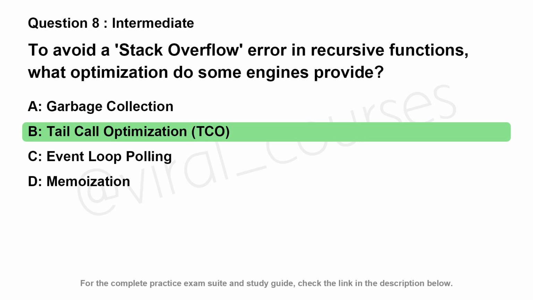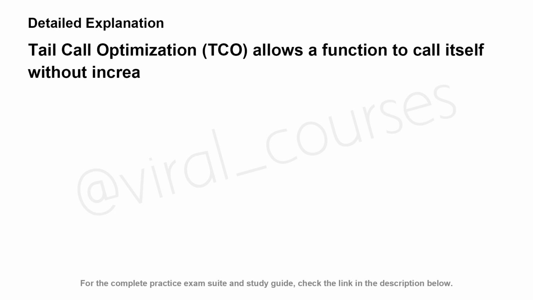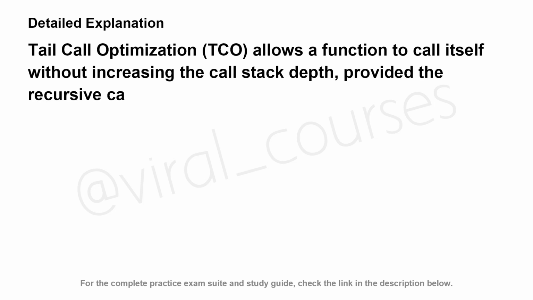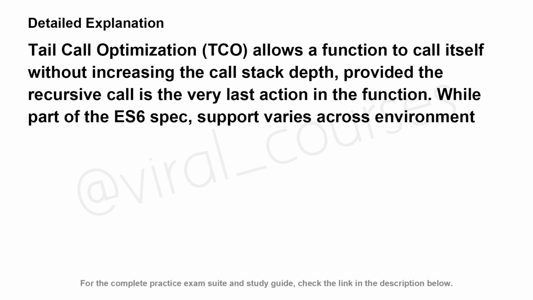The correct answer is B. Tail call optimization, TCO, allows a function to call itself without increasing the call stack depth, provided the recursive call is the very last action in the function. While part of the ES6 spec, support varies across environments, mostly Safari, WebKit.